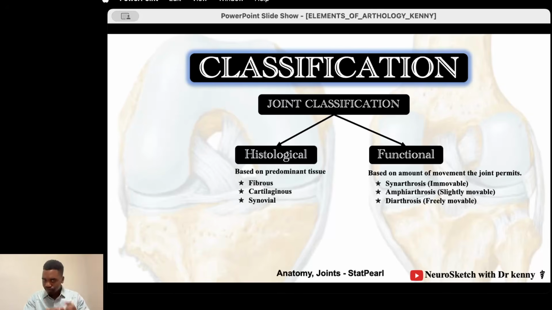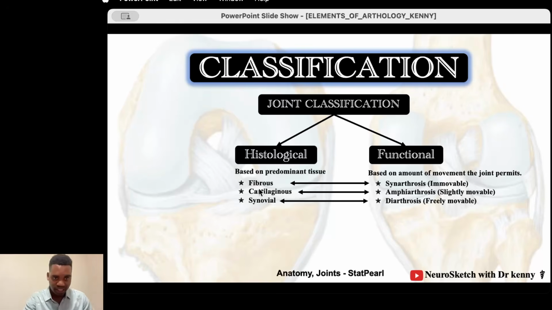So I want you to pay much attention here. We have a histological classification based on the predominant tissue that makes up the joint, but we have a functional classification based on how flexible the joint is. But it also happens that most of the fibrous joints are immovable, so they have a reciprocal relationship. Most of the fibrous joints appear to be immovable, or most of the immovable joints are fibrous in nature.